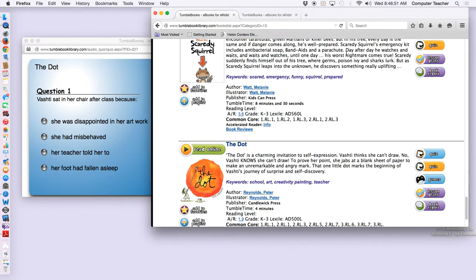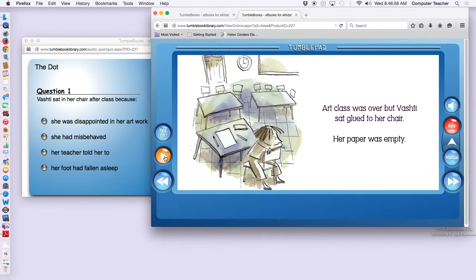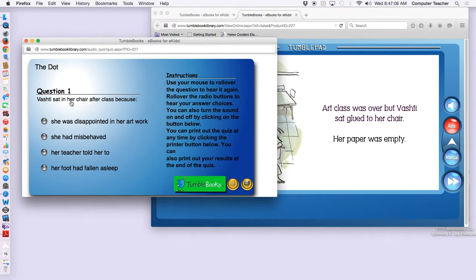And now you can go back to your tabs, and here's your story in case you need to look at the story again. Remember we talked about keywords in the question? What's the key word here? Question 1. Vashti sat in her chair after class because. What's the key word? Because. No, think about it. What is the main thing they're talking about? Sit. They're talking about her sitting in what? Chair. In a chair.